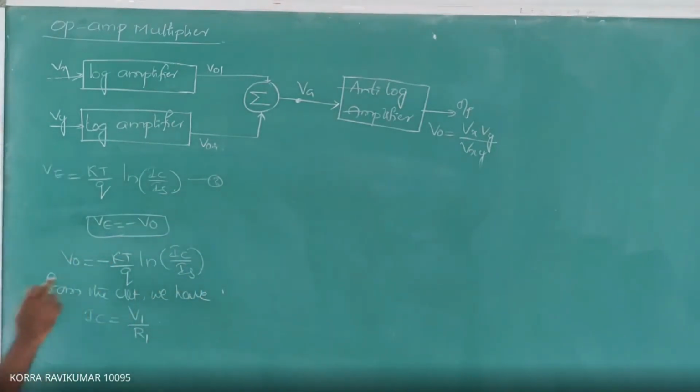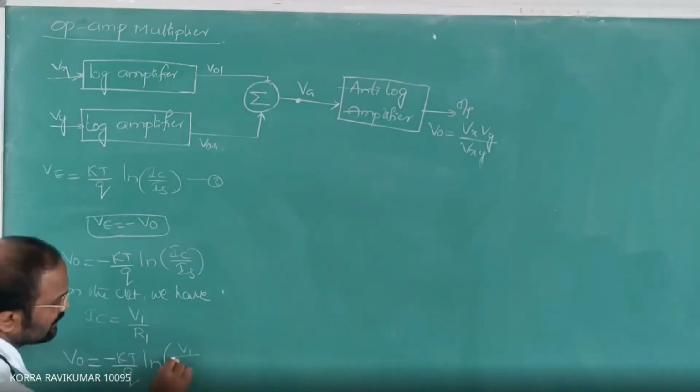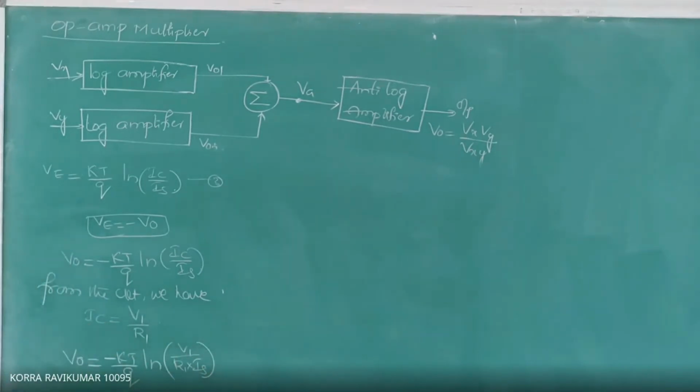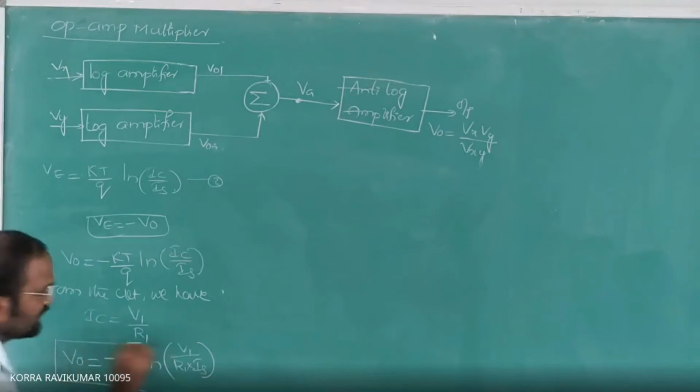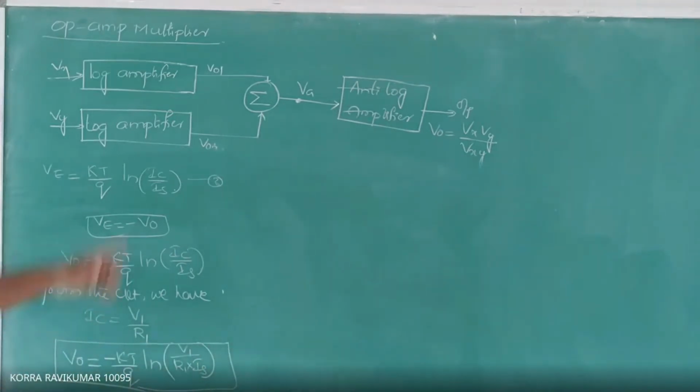Then the equation becomes V naught is equal to minus KT by Q into natural logarithm of V1 by R1 into IS. This is the final output equation of the logarithmic amplifier.